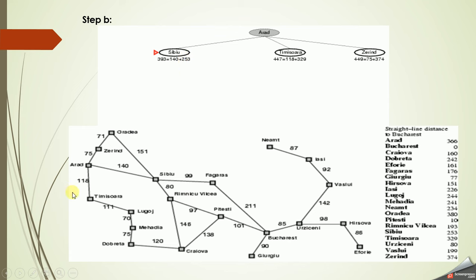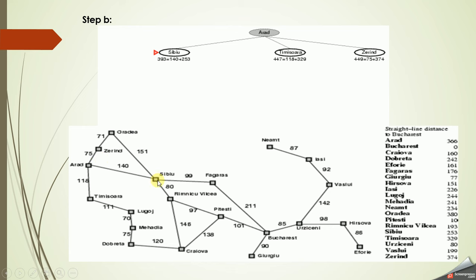Similarly, Timisoara. Arad to Timisoara is 118. So 118 plus Timisoara's heuristic function 329, we have got 447. Next is Zerind. Arad to Zerind is 75 plus Zerind's heuristic function 374. We have got 449. Now take a look among Sibiu, Timisoara and Zerind. The one with the lowest f of n value is Sibiu, that is 393. So we are going to proceed with Sibiu.